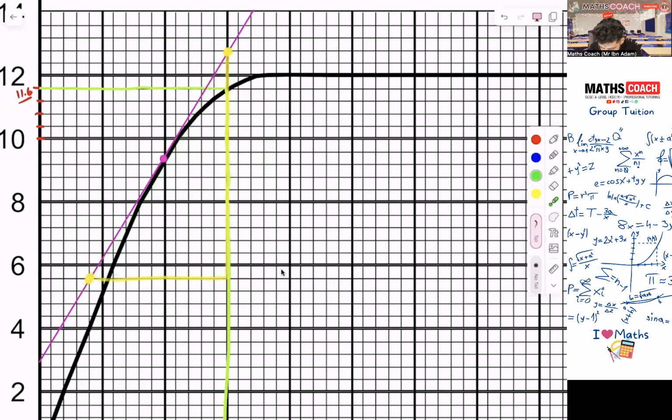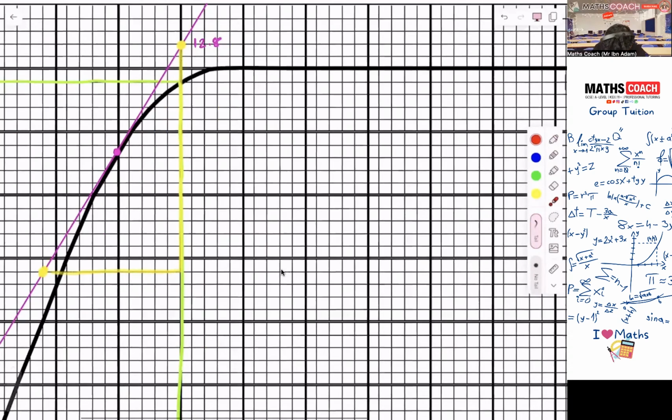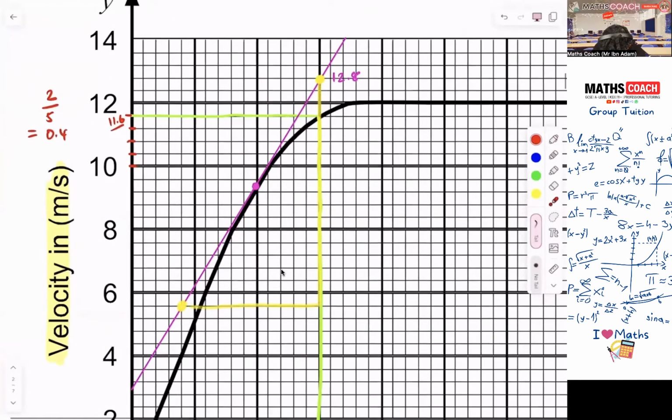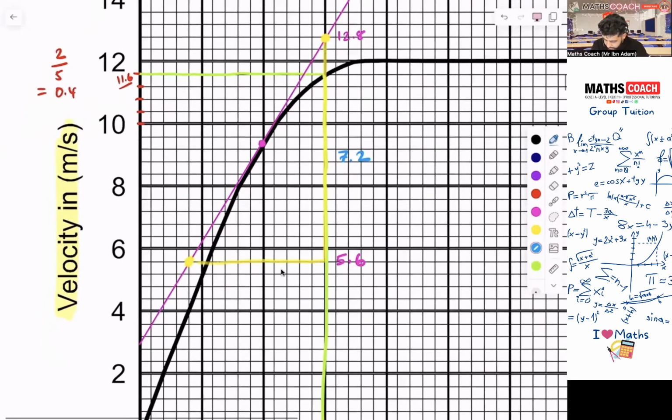So let's look at the difference. What is this? 12.8. That's 12.8. And what is this? That's 5.6. Okay, what's the difference? 12.8 take away 5.6, please. What's the difference? 7.2, correct? Right, brilliant. That's 7.2.